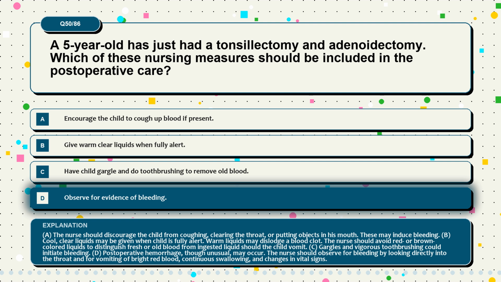The nurse should avoid red or brown-colored liquids to distinguish fresh or old blood from ingested liquid should the child vomit. C. Gargles and vigorous toothbrushing could initiate bleeding. D. Postoperative hemorrhage, though unusual, may occur. The nurse should observe for bleeding by looking directly into the throat and for vomiting of bright red blood, continuous swallowing, and changes in vital signs.